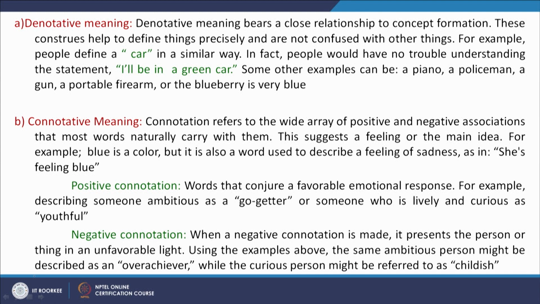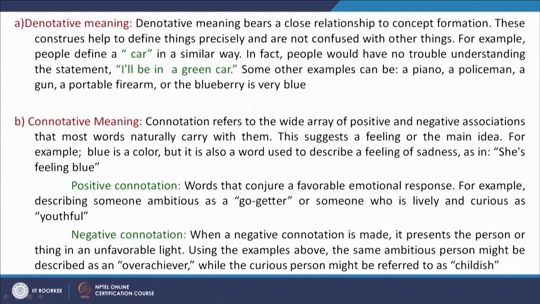Now, even if a policeman is there, we can easily identify in a particular culture that a person in a particular uniform is a policeman. So, this is a denotative meaning. What denotes whom? The other is connotative meaning, that means it carries a wide array of positive, negative emotions. That means whatever we are saying, it is carrying some feeling, some emotions to express that message.